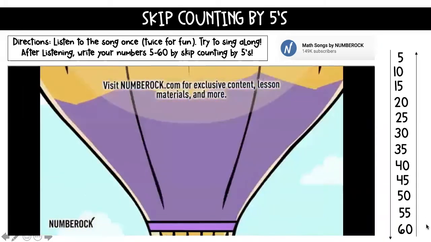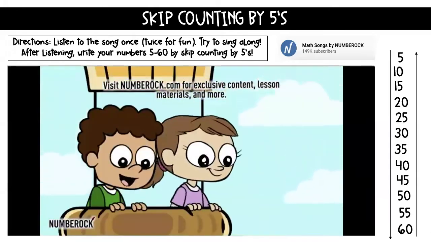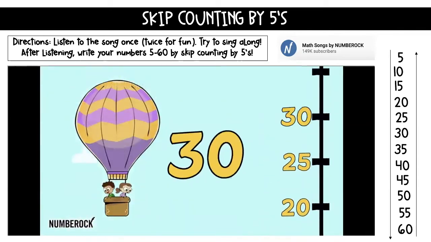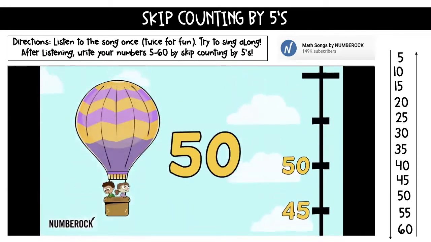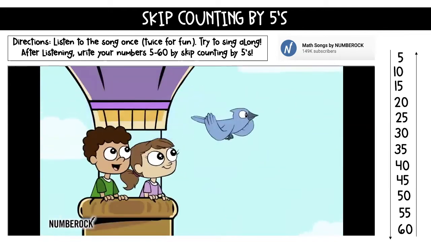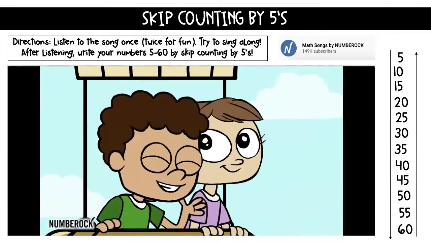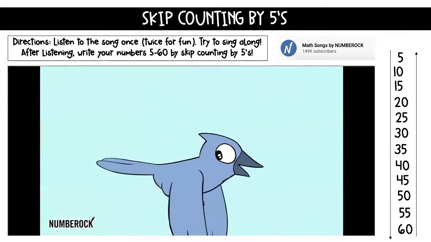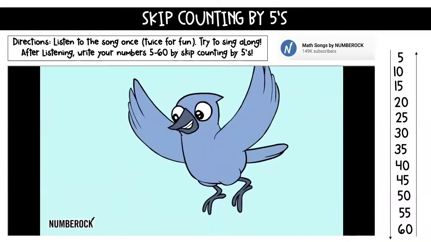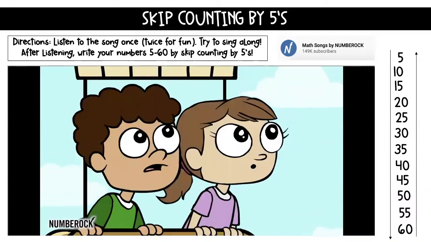We're in a hot air balloon, headed for the skies. We're counting how high we fly in groups of 5. 5, 10, 15, 20, 25, 30, 35, 40, 45, 50, 55. And then we reached 60. Then we saw a blue jay as he was flying by. We asked if he would fly with us and count by 5. He said, "Excuse me, sir and madam, but I am just a bird. For me to count by 5s would simply be absurd."